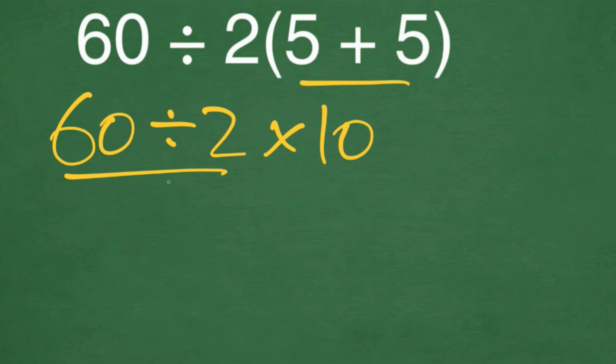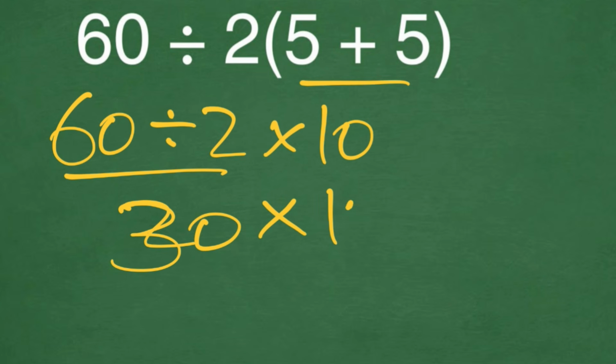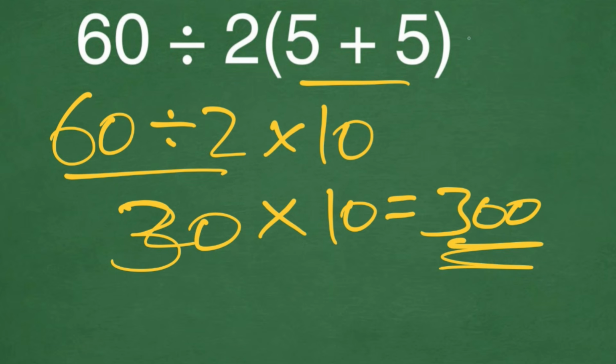60 divided by 2 gives us 30. So 30 times 10 is equal to 300. So the final answer to this question is 300.